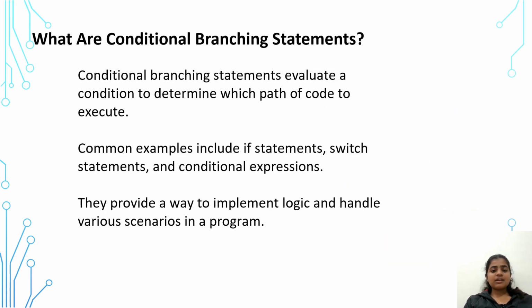What are conditional branching statements? Conditional branching statements evaluate a condition to determine which path of code to execute. Common examples include if statements, switch statements, and conditional expressions. They provide a way to implement logic and handle various scenarios in a program.